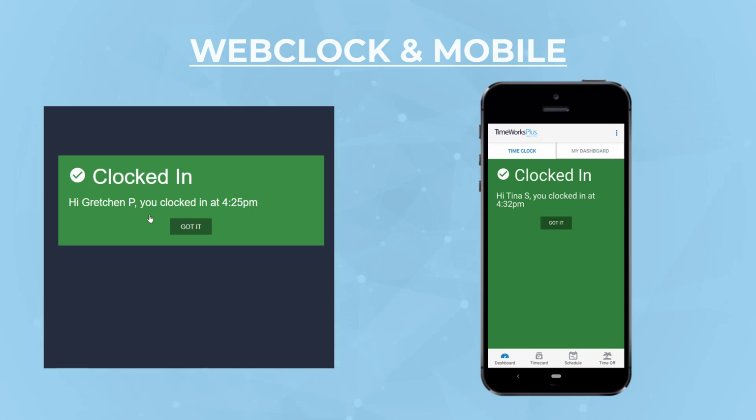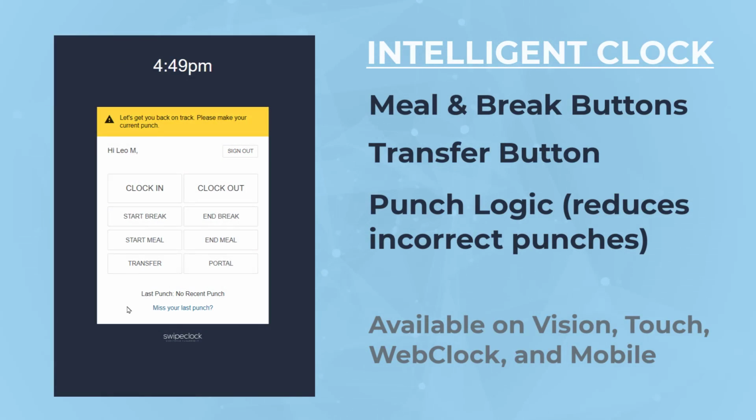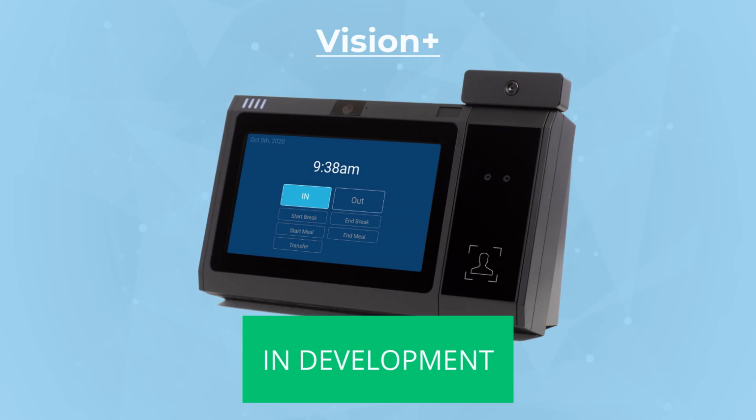And if your needs go beyond the simple in and out punch, the intelligent clock functionality of Vision, Touch, Web Clock, and Mobile provides additional buttons for meals and breaks. These can be associated with break payment rules and give you some added insight and controls on your wage costs. And now that COVID-19 is requiring changes to our everyday routines, SwipeClock is developing a version of Vision called Vision Plus, with a thermal scanner that checks an employee's temperature when they clock in. More information on this model that checks for potentially sick employees will be coming soon.